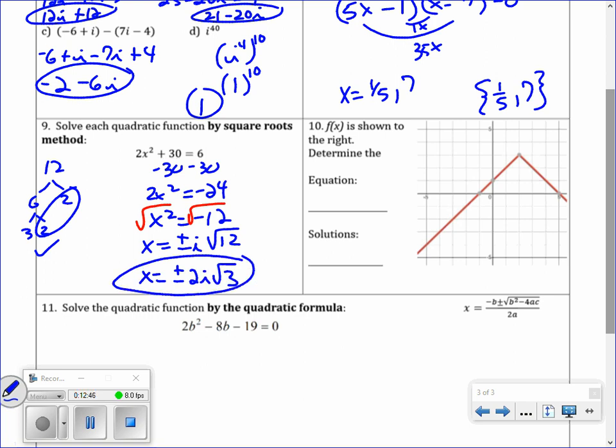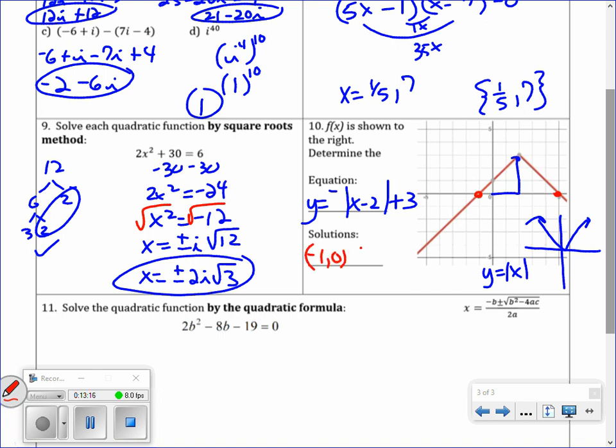All right, number 10, an old question. Remember, this is an absolute value equation. Your basic absolute value looks like this, and it has a graph that's right in the center. All right, so my equation would be the absolute value. This thing is moved to the right 2 and up 3. So right 2 would be minus 2, up 3 would be plus 3, and it's upside down, and there's a reflection, so I'll put a negative sign. The solutions, just like with anything, those are the x-intercepts. So I will put negative 1, 0, and also, what is that, 5, 0.